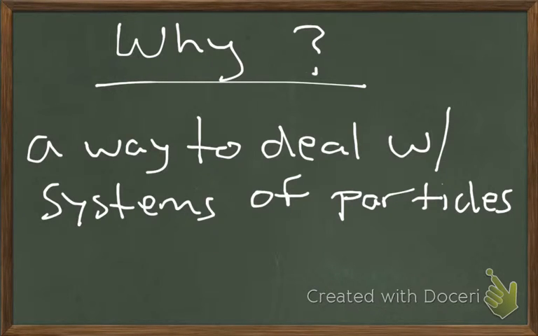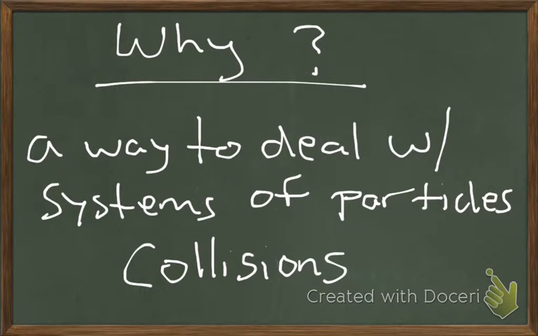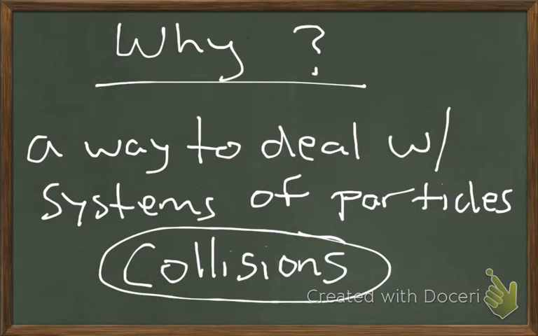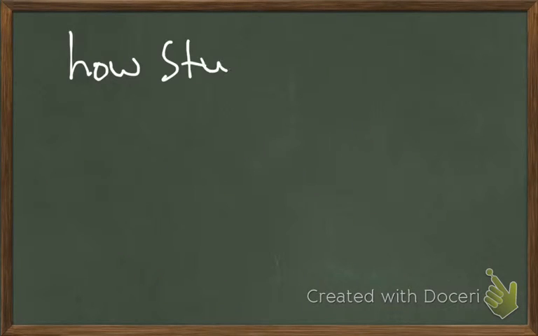So the big idea here is collisions. So when things collide, bounce apart, stick together, how do we describe their motion? And that's why we use momentum. Okay, so let's recap the big picture ideas of what we've done.